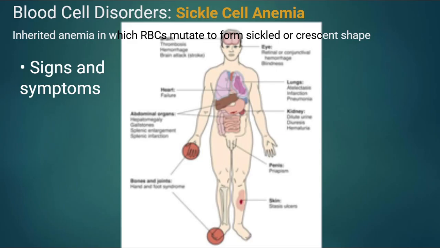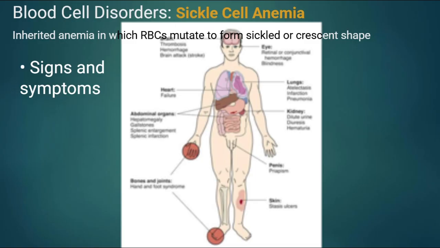Eyes. Poor circulation may cause retinal or conjunctival hemorrhage, leading to vision problems or even blindness. Heart. Chronic anemia and constant strain on the heart can result in heart failure. Lungs. Patients may develop atelectasis, infarctions, and pneumonia. Acute chest syndrome, a life-threatening complication, can mimic pneumonia and requires urgent care.